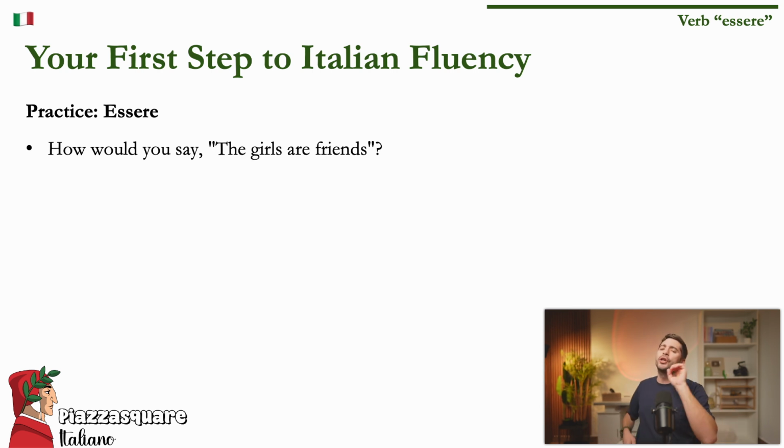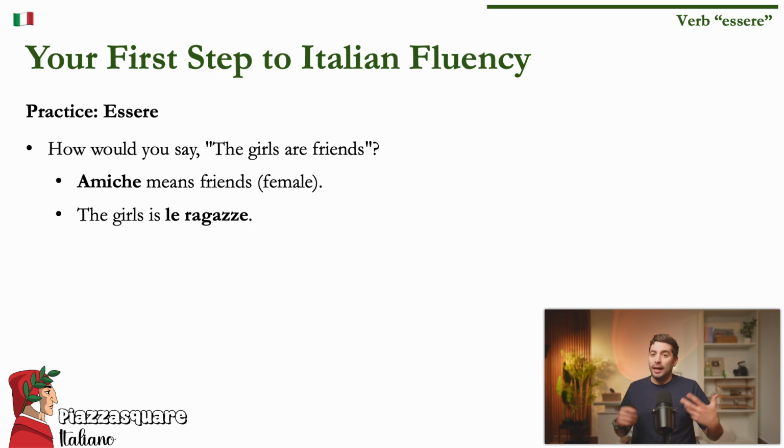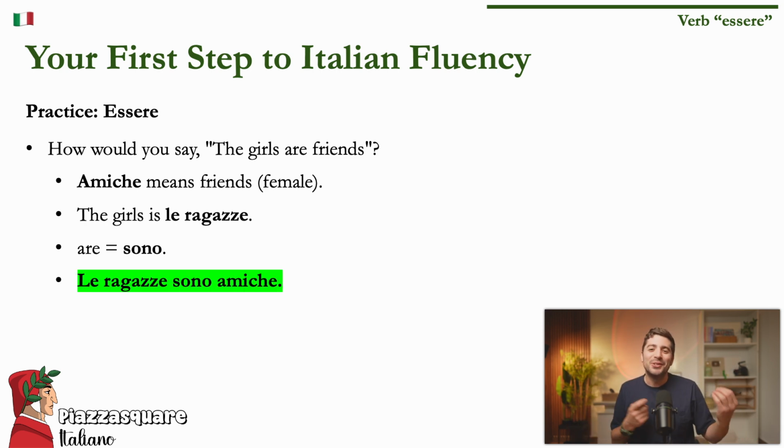How about the girls are friends? The word amiche means friends, female. The girls is le ragazze, are is sono, so 3, 2, 1. Le ragazze sono amiche. Look at that! You're forming complete, meaningful sentences in Italian. You are describing the world. This is a huge milestone.